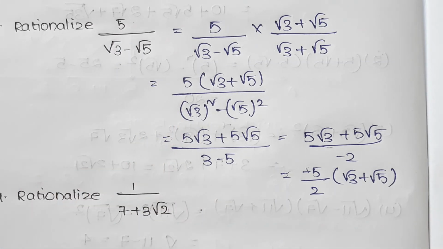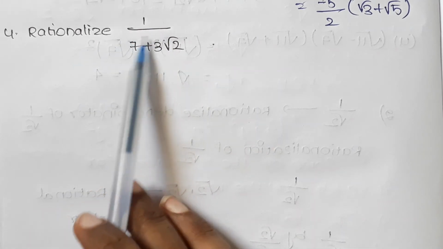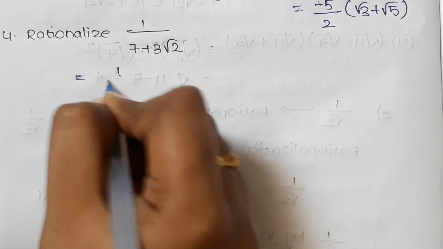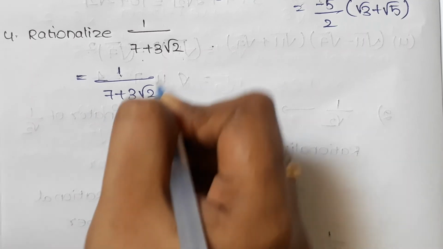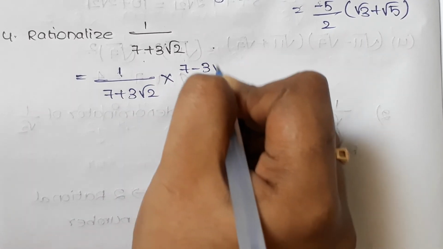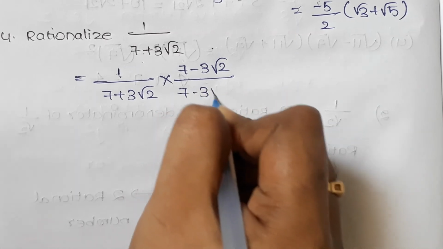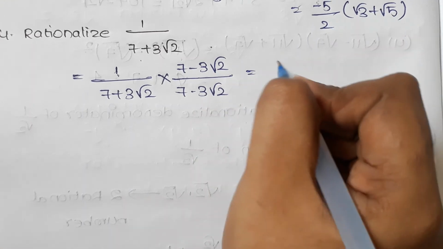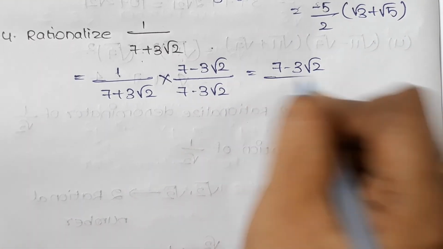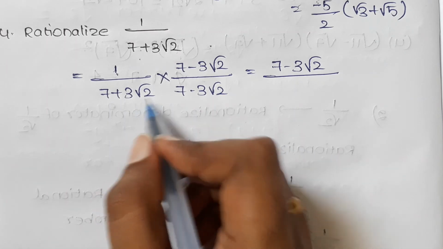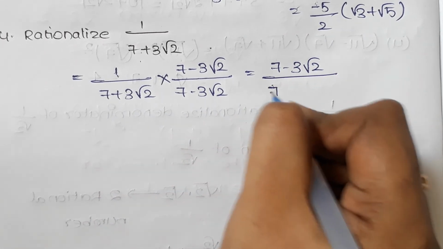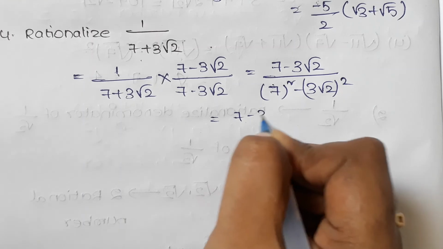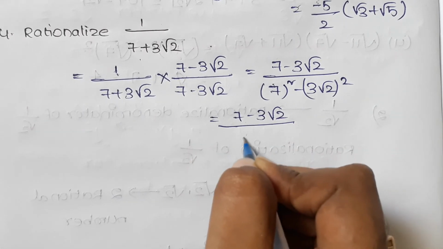Now let us see another one, that is rationalize 1 by 7 plus 3 root 2. This can be done: 1 by 7 plus 3 root 2 should be rationalized by 7 minus 3 root 2 divided by 7 minus 3 root 2. In the numerator, 1 into 7 minus 3 root 2 is nothing but 7 minus 3 root 2, and in the denominator a plus b into a minus b, that is a square minus b square, that is 7 square minus 3 root 2 whole square.